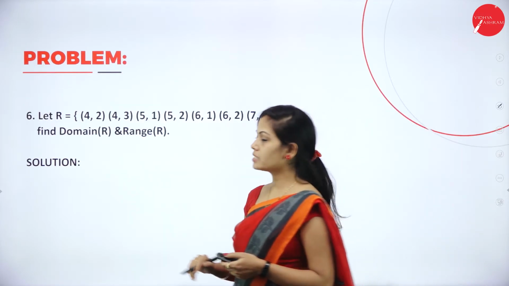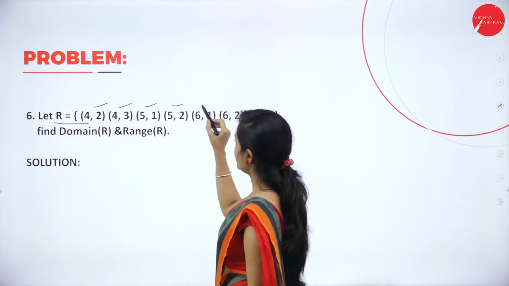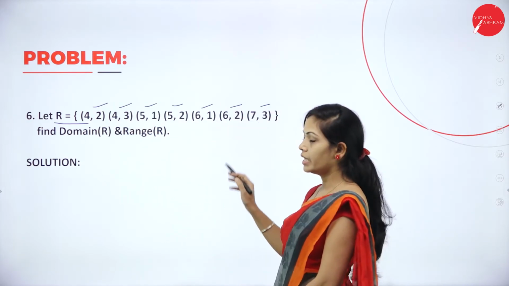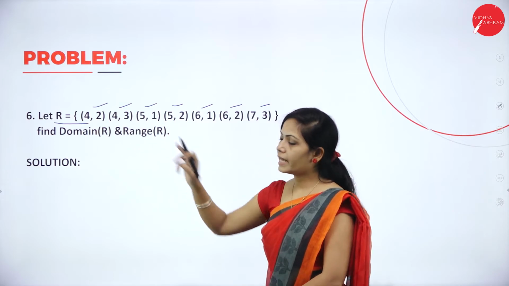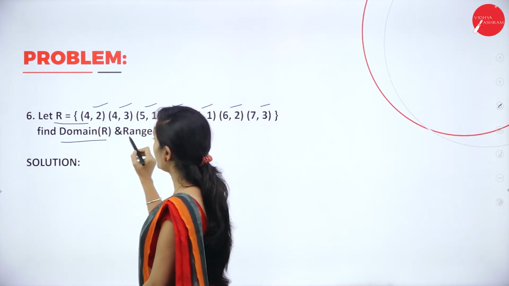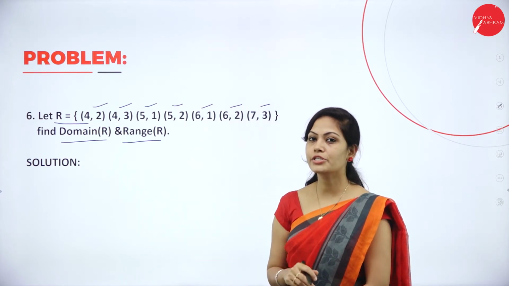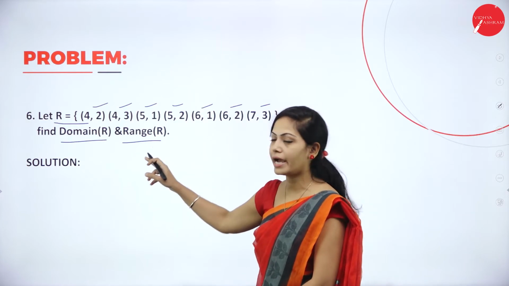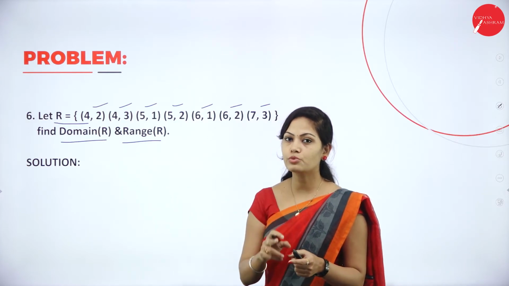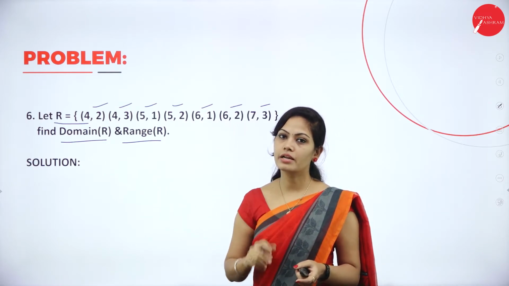And the next question is, let R is equal to 4 2, 4 3, 5 1, 5 2, 6 1, 6 2 and 7 3. So here we have the relation only. Now we have to find the domain and range of this relation. In my last session, I discussed domain and range. All X values are called the domain and all Y values are called the range.